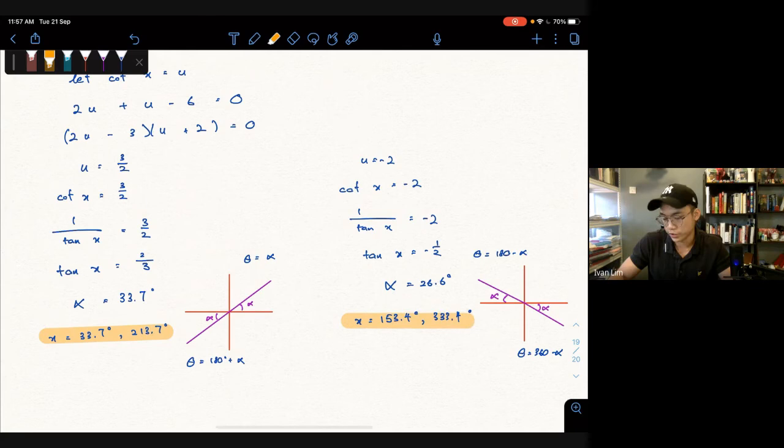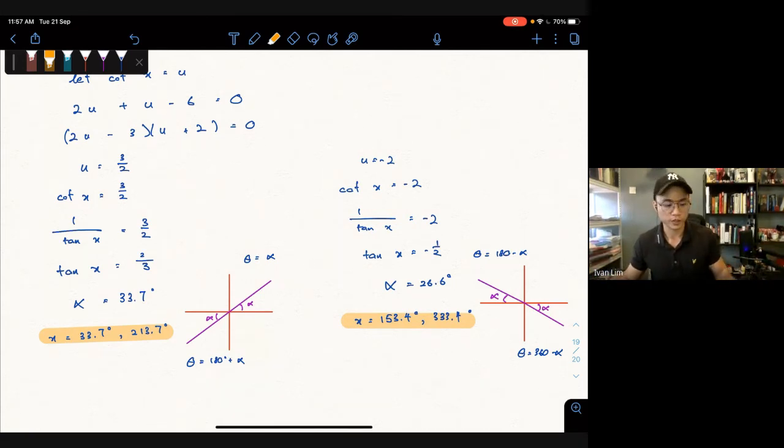Therefore, you will get 4 answers: 33.7, 213.7, 153.4, and 333.4 degrees. So this is how you solve the equation. Sometimes it might have 6 answers, 7 answers, 8 answers, and more. It will come out in the exam like this also.